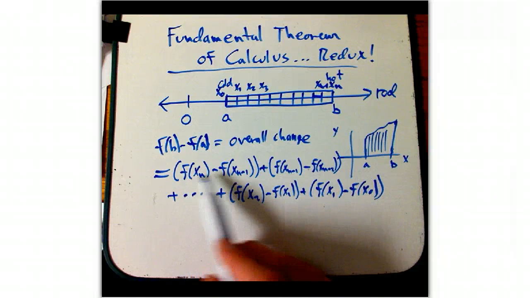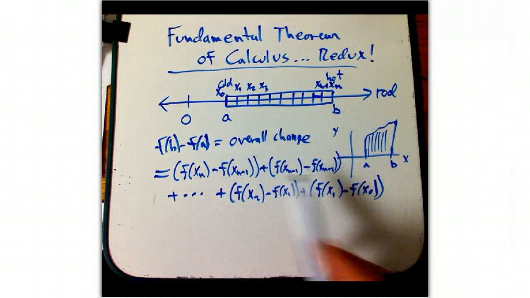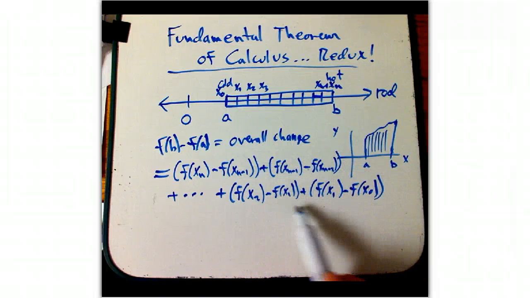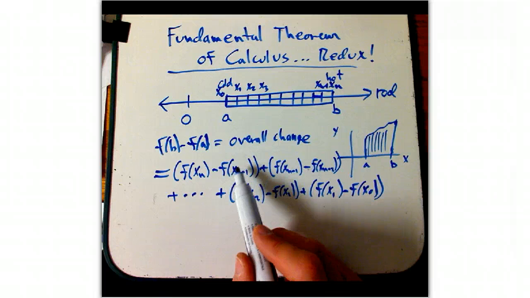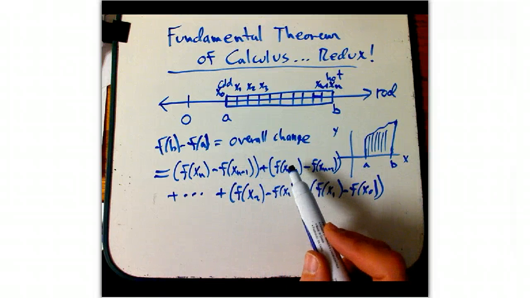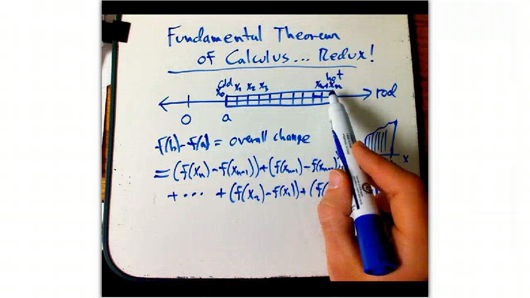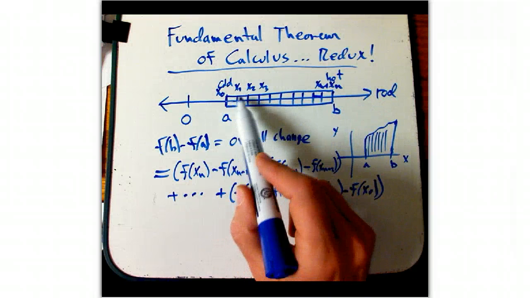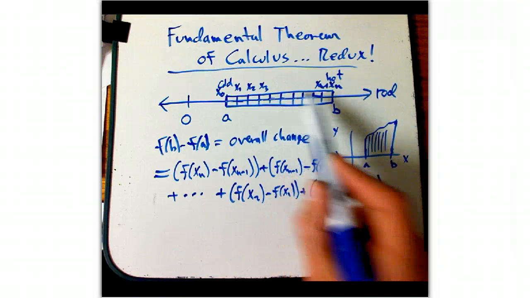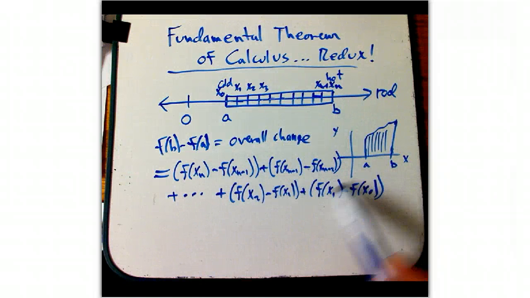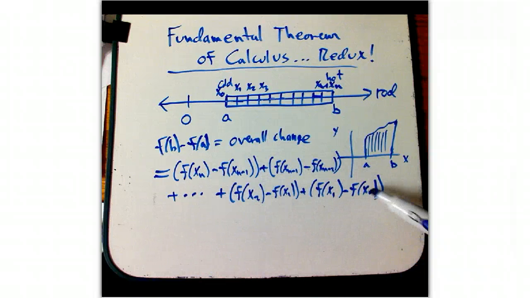All I'm doing is writing out a bunch of differences, and each one of these internal differences cancels. Minus f of x1 plus f of x1, minus f of x n minus 1 plus f of x n minus 1. So there's two ways to convince yourself this is true. It's the overall change, which is equal to the sum of all the individual changes in the temperature. Or you can just look at the algebra and say, hey, this is what's called a telescoping sum. Everything cancels out except the first and the last.